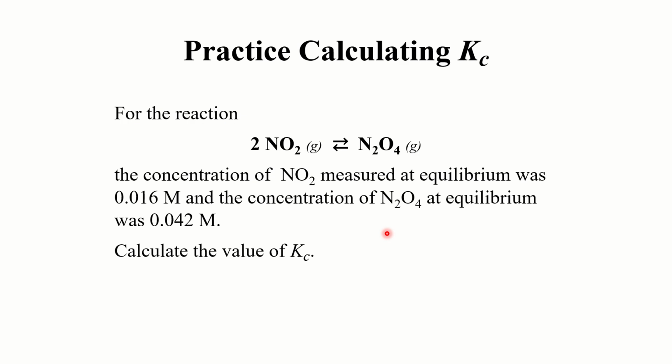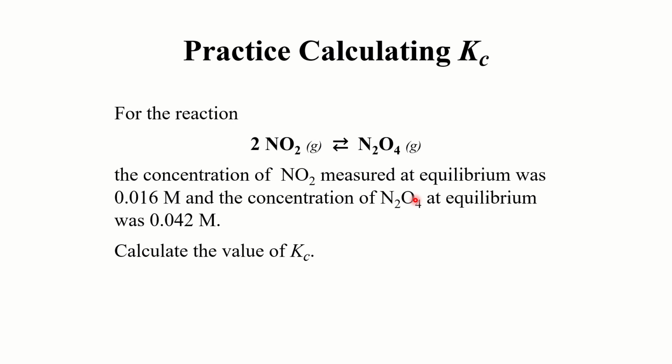All right. So let's look at how we can calculate Kc. For this problem, I don't have the work on the slides here, but it should be fairly straightforward to follow. For the reaction, 2NO2 forms N2O4. The concentration of NO2 measured at equilibrium was 0.016 molar, and the concentration of N2O4 at equilibrium was 0.042 molar. Calculate the value of Kc.